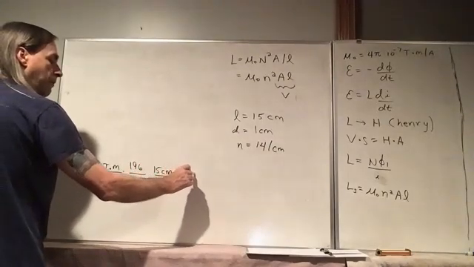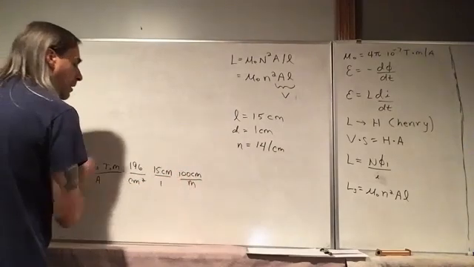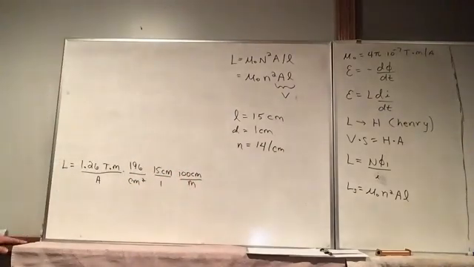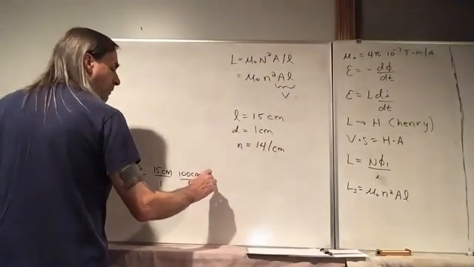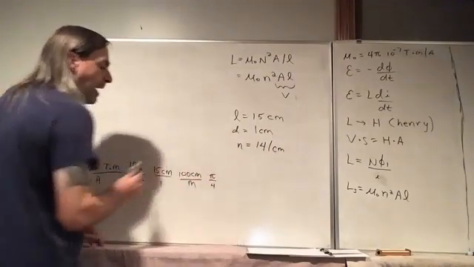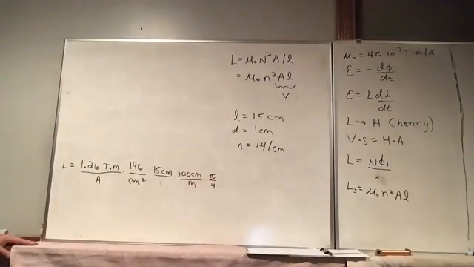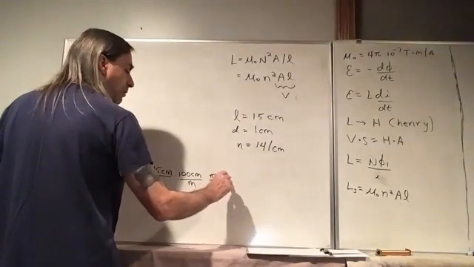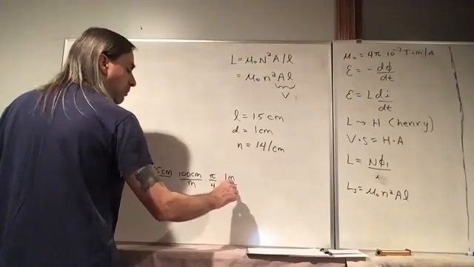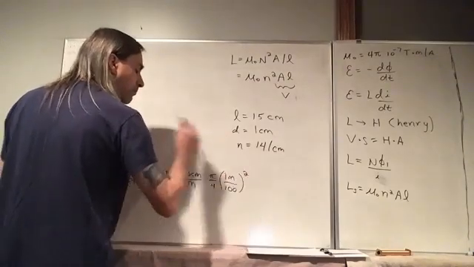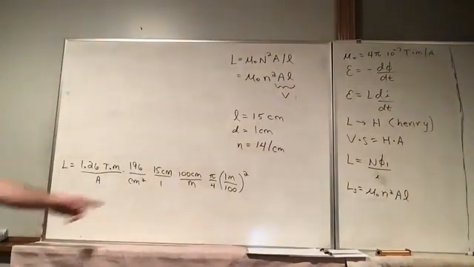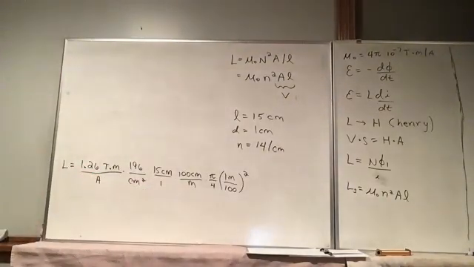And then let's throw in this conversion factor: 100 centimeters is a meter. And then we have to multiply by the area, which would be pi d squared over 4. It's pi r squared, but r is d over 2, so pi over 4 times d squared, with d being 1 centimeter. We'll write it like that. I guess we didn't need this conversion factor entirely, but that's fine.